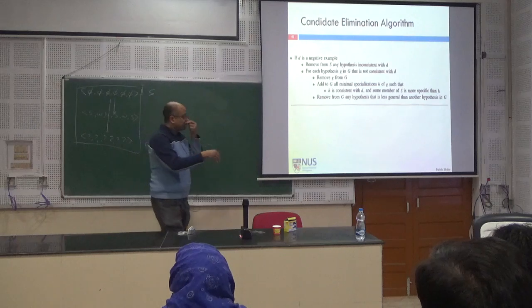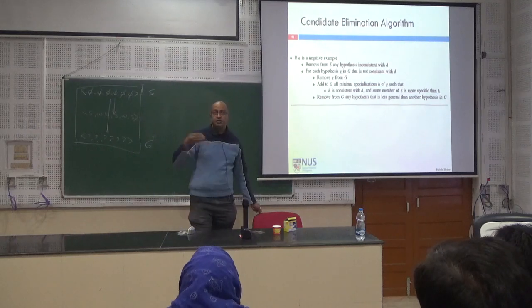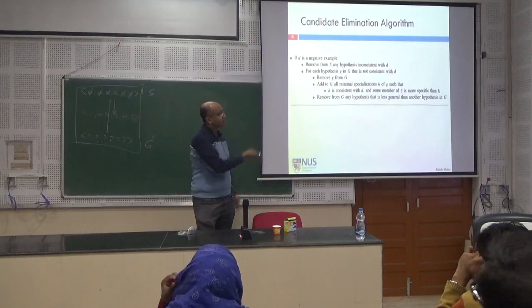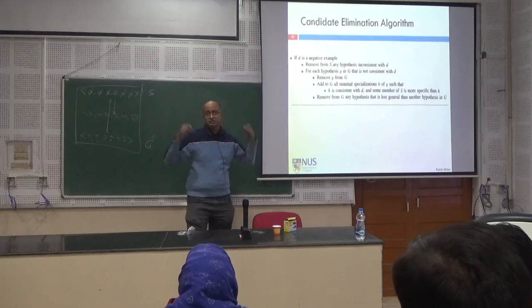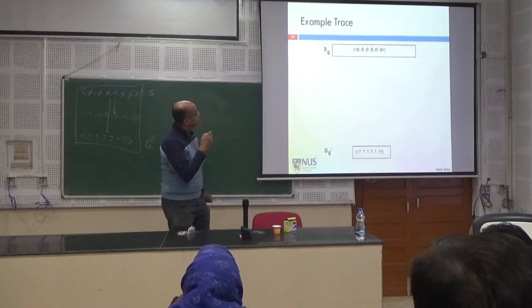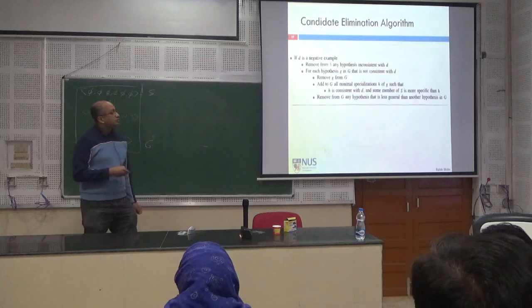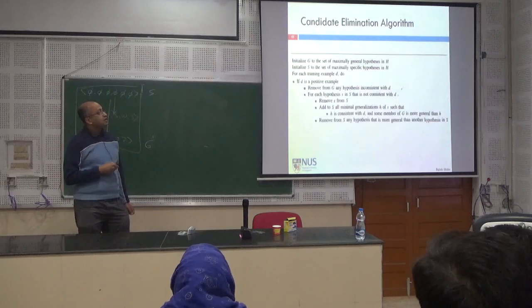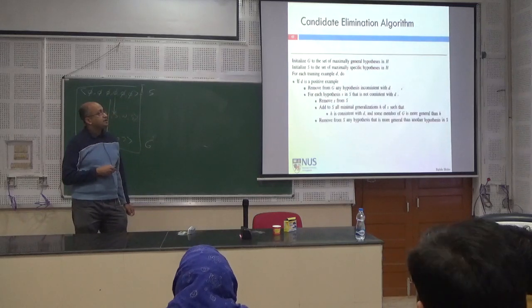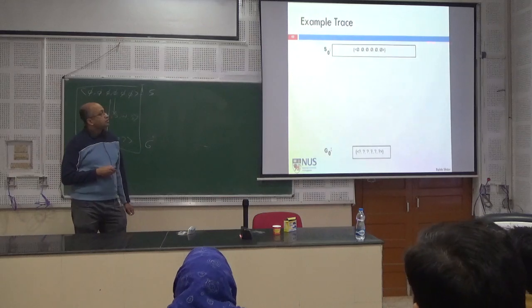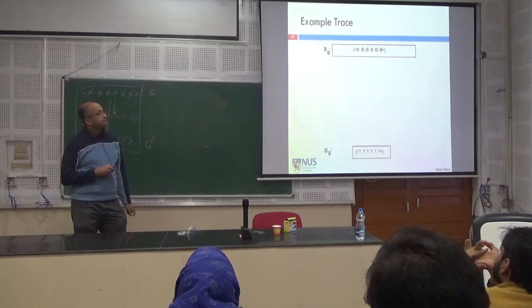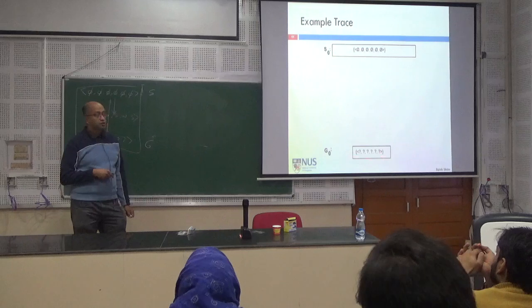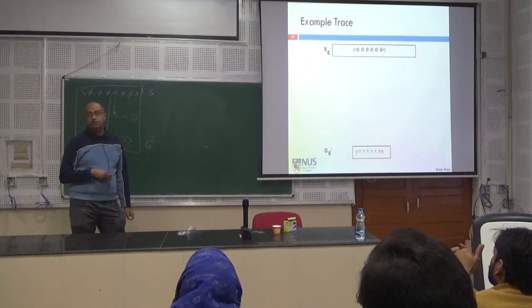I think it's much easier to look at an example and understand what we are doing rather than going line by line of the algorithm. That never works very well. So let's start. What does the algorithm say? Initialize to the set of maximally general and specific. So what's the most specific? All nulls. And the most general is all question marks, don't cares.